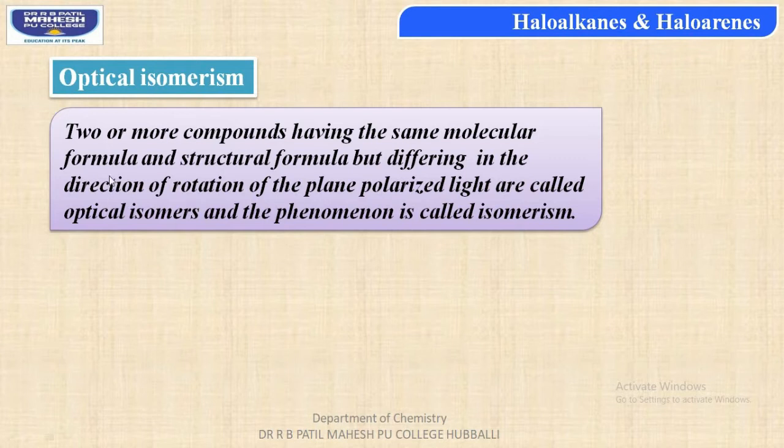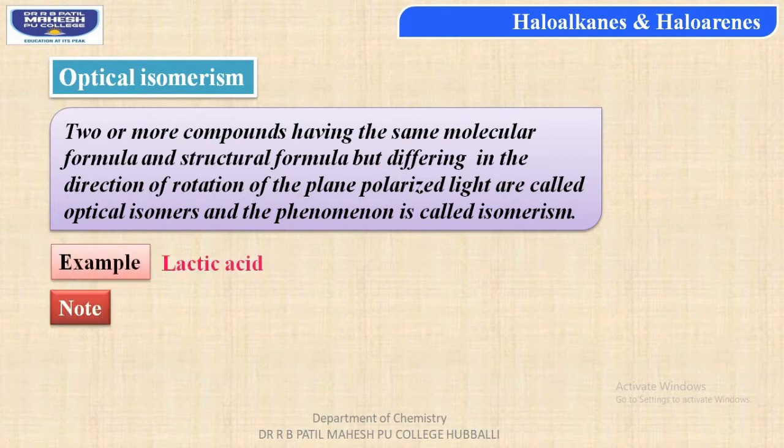Just now, we have studied an example of lactic acid. So the lactic acid isomers can be D-lactic acid or else L-lactic acid. That is, it can rotate the plane polarized light either towards the right side or towards the left side. And hence, lactic acid is a good example of which isomers? Optical isomers.